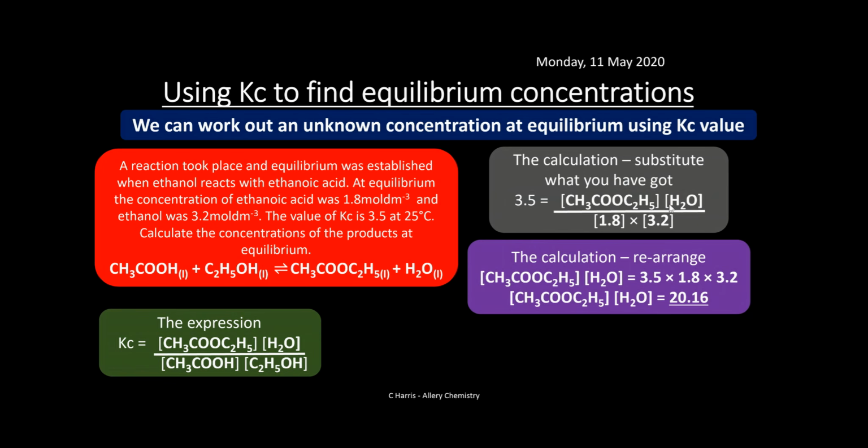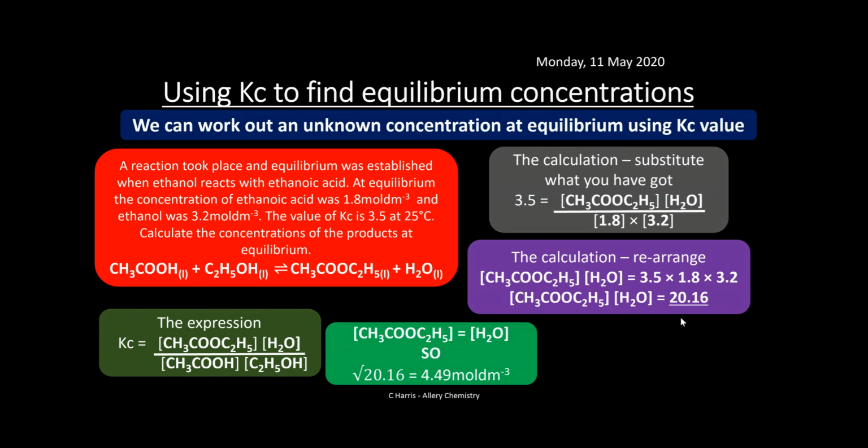So the calculation, all we do is we rearrange it. So we get our concentration of our ester and water. So we take these here, and this equals 3.5 times 1.8 times 3.2. We put it in our concentrations. This is the value that we're working out here. So we're rearranging, basically we're making the top line the subject to get these figures here. So we've got a concentration of our ester multiplied by the concentration of water will give us 20.16. So we'll just multiply them numbers there to get 20.16.